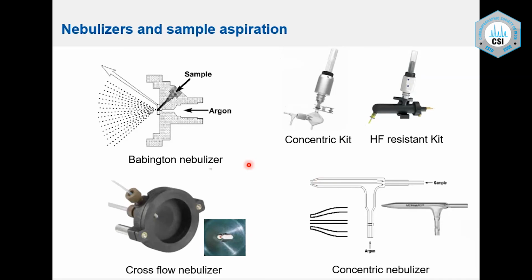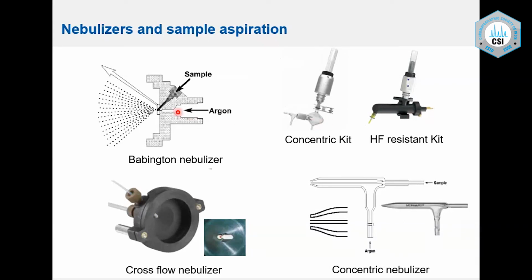When you do the aspiration, aspiration is very important, because the sensitivity depends on how the aspiration happens. Different sampling systems are available for different kinds of sample. This is the concentric kit, which has a quartz nebulizer, a glass spray chamber, or a quartz spray chamber, and the sample gets aspirated. But if your samples are highly alkaline solution or contain some hydrofluoric acid, you cannot use this. There you can use an HF resistant kit, where some Viton polymer is used. There are Teflon materials also available.